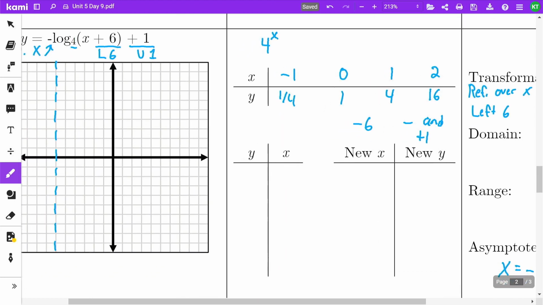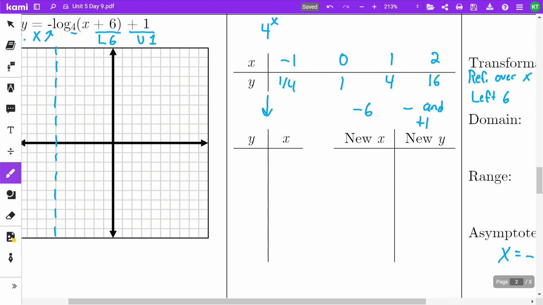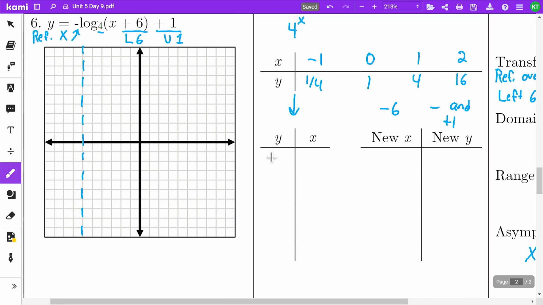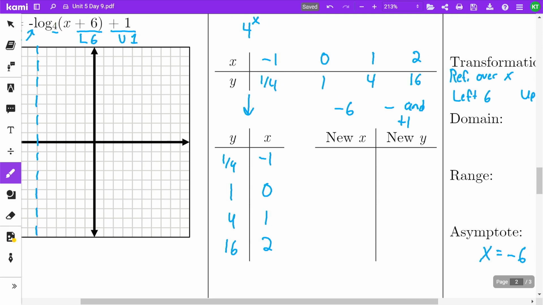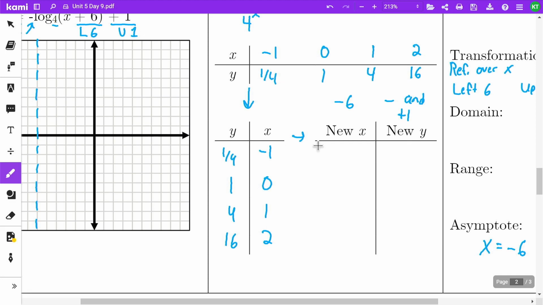So let's go ahead, switch my x and my y values here to get it back to being a log. So 1/4, 1, 4, 16, and negative 1, 0, 1, and 2. I'm going to rewrite my values here so I can remember what I need to apply to each one of them.